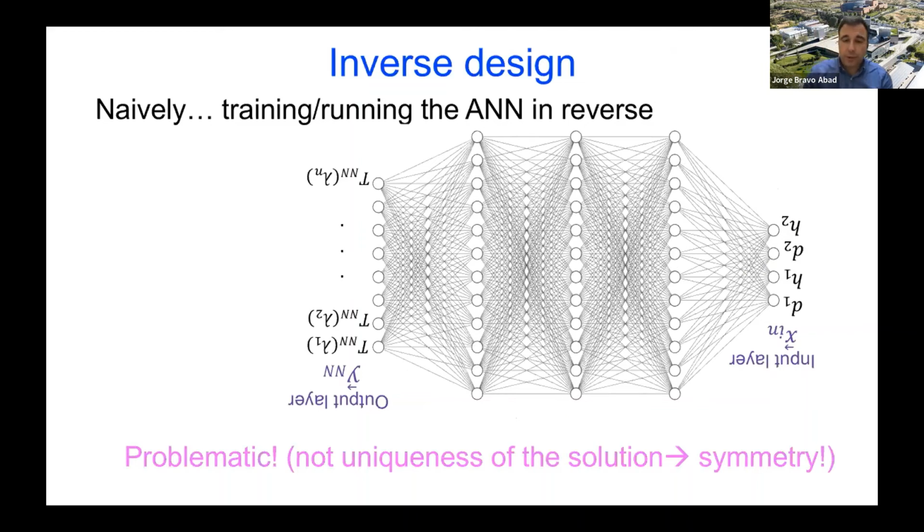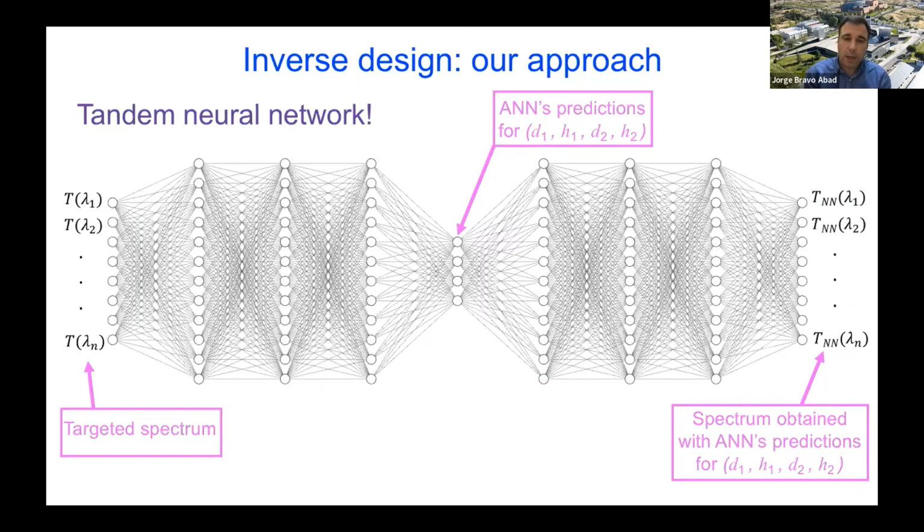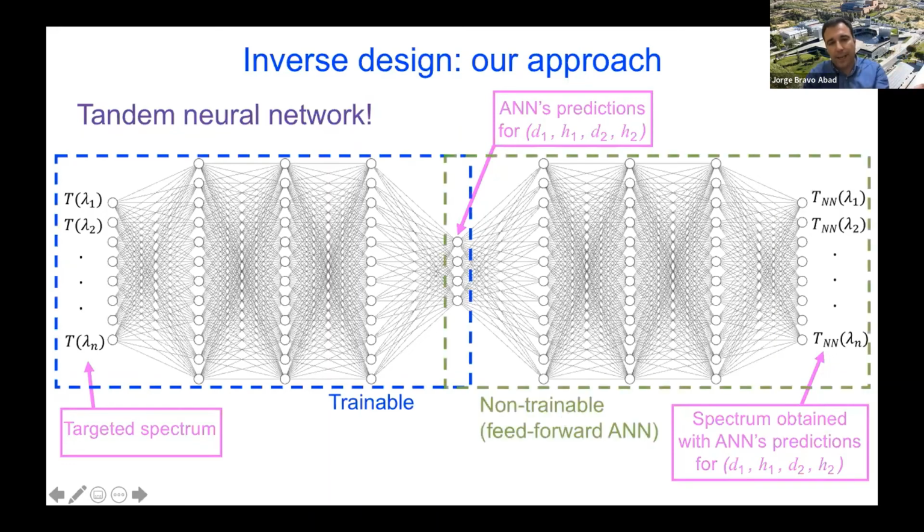So one needs to find a more sophisticated solution, and we came up with this tandem neural network solution that is working quite well. It is based on two stages. One stage is trainable, the one surrounded by the dashed blue lines, and the other one is not trainable. It's a feed-forward artificial neural network that we have trained before to provide the spectrum corresponding to a given set of geometrical parameters.